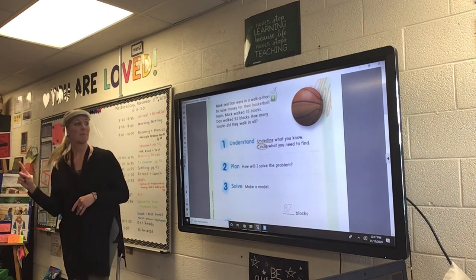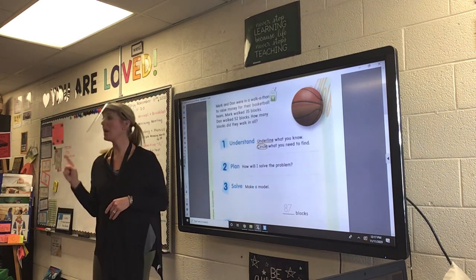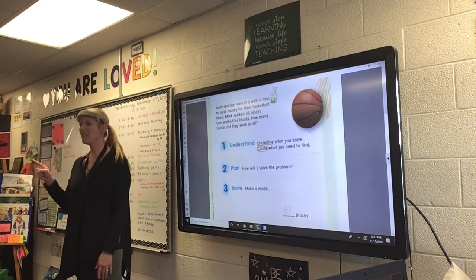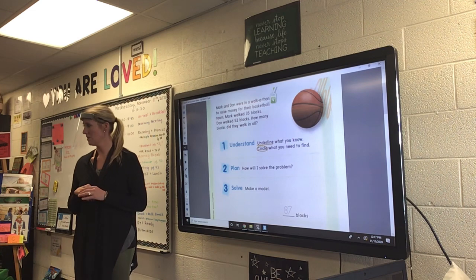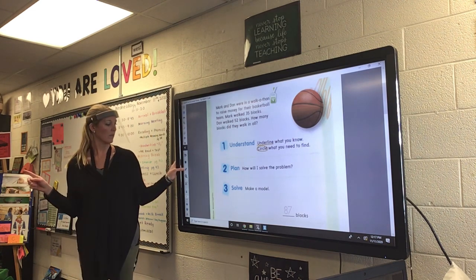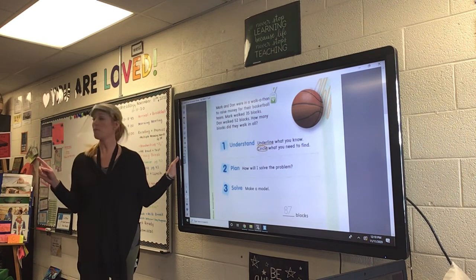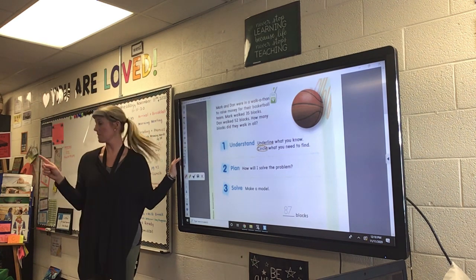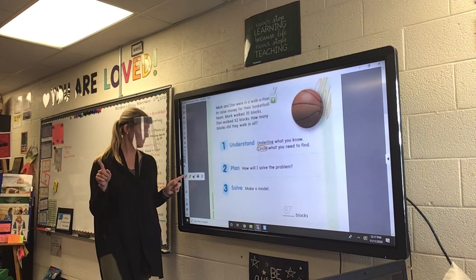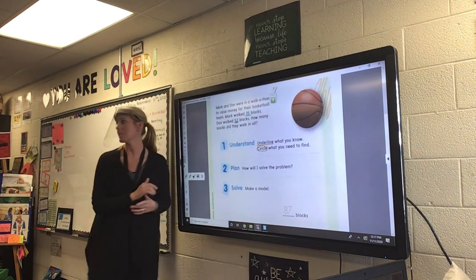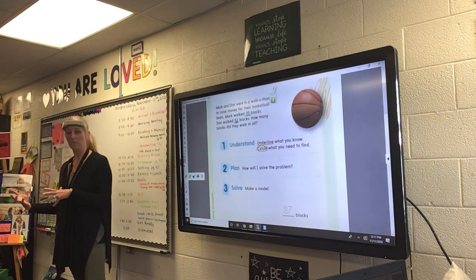So the first step is we need to underline, what do we know? What are the numbers we know? Ellie, what's the numbers we know? Oh, 52 and 35. Yes, we know 52 and 35. So pick up your pencil, everybody. We need to underline those. So whenever you have a story problem, look for those numbers that are in the words.